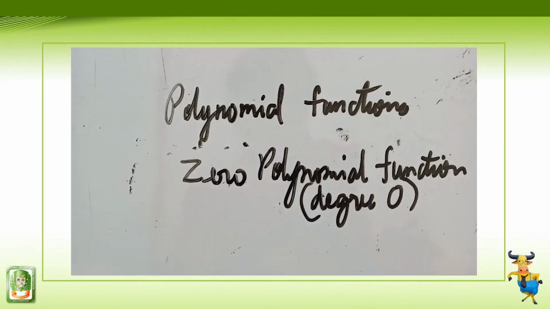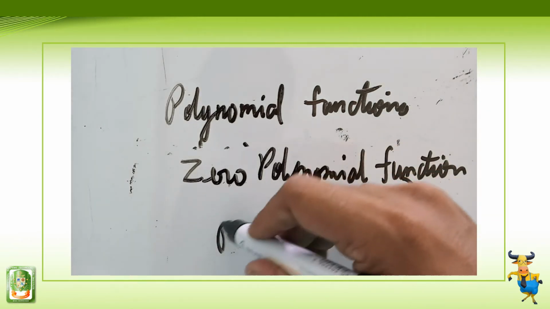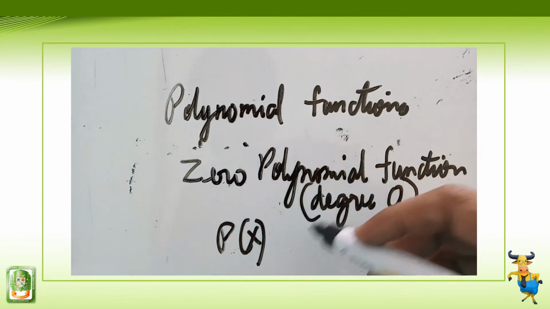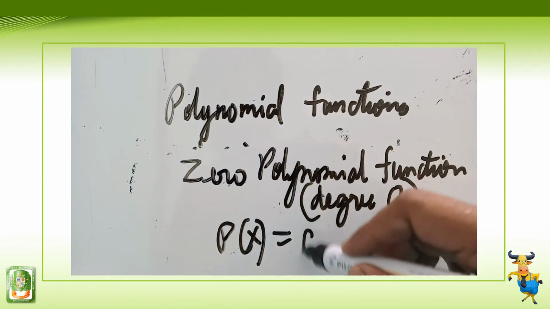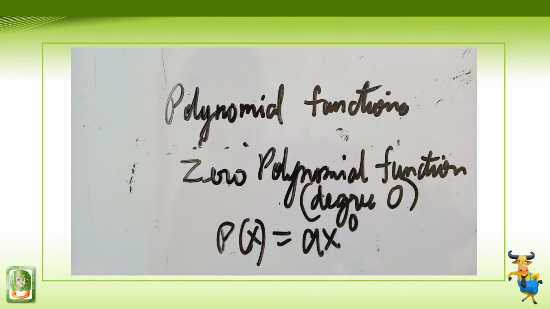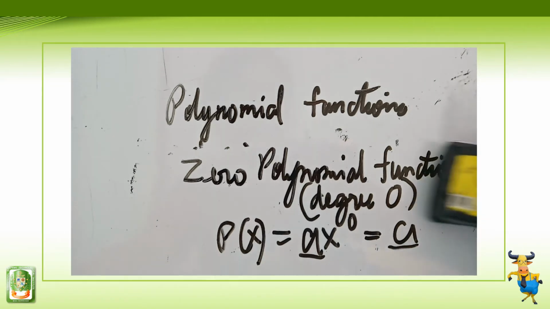Doon natin makikita sa taas ng variable or ng numbers natin, yung raised to, yun ang degree. So, example nito is p of x is equal to a x raised to 0 is equal to a, a constant, where x raised to 0 is equal to 1. So, a pa rin yan. Yan po yung tinatawag nating zero polynomial function. Okay? Yan ang isa sa mga types.